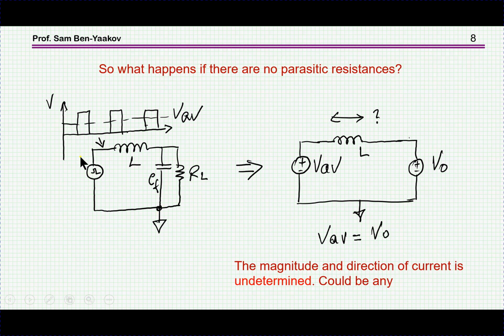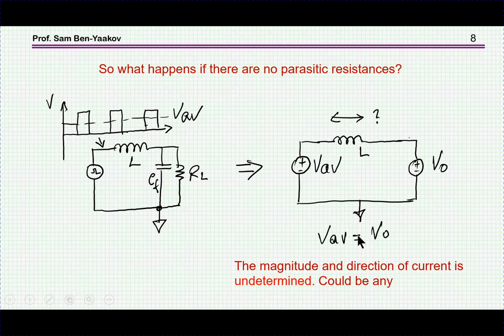Here we have the pulses representing, say in the case of a buck, the two-transistor switching. We have an inductor, no resistances, then we have an output voltage here, okay? And we can represent it as an average voltage here, and an average voltage here, and an inductor. This could be just two voltage sources, which are equal.